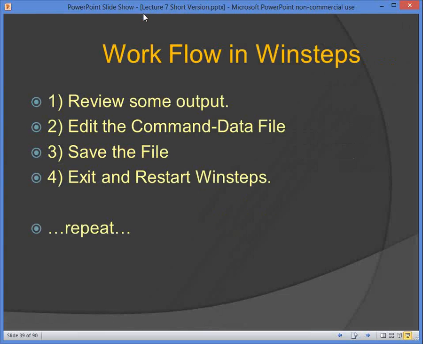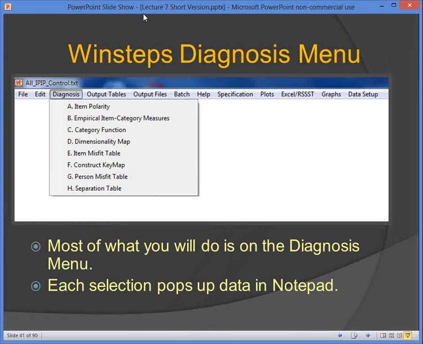Okay, so we'll just go over the item polarity table. We talked about this last week, but we'll briefly review it again. This is going to be the workflow in WinSteps: you'll start WinSteps and then run a command file. You'll look at some output. You'll make changes. You'll edit the command data file. You'll save the file, and then you will exit and restart WinSteps. Most of this will take place on the File menu, and then this whole process will repeat. That will be the workflow of your analysis.